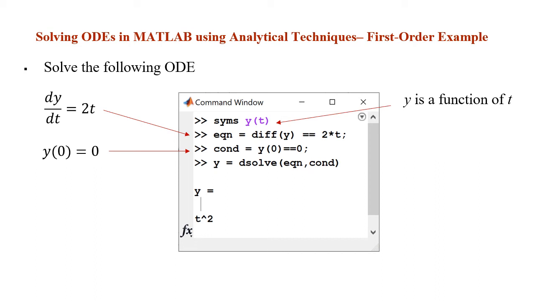To verify the solution, I'm going to take the derivative of the solution. So t squared, if I take the derivative of it with respect to t, is going to become 2t, which matches the equation itself that I'm given. So it is possible for me here to verify the solution, which I did. So I can conclude that y of t is equal to t squared.